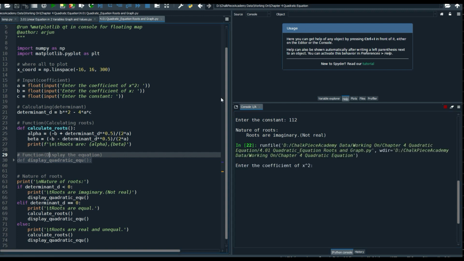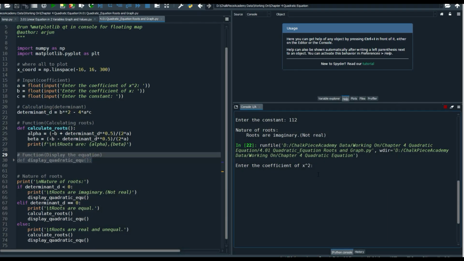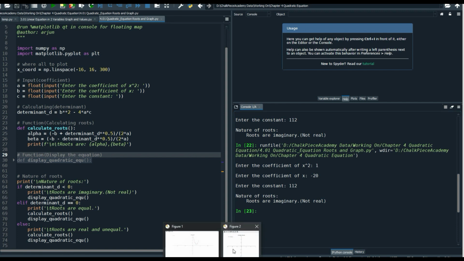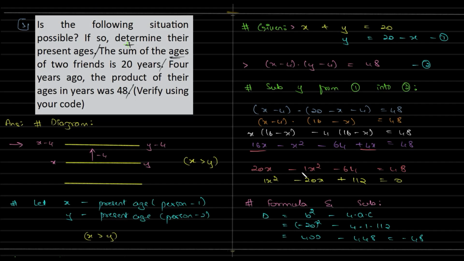Right? So let's verify this with our code. So we're looking at the equation 1, minus 20 and 112. And you can see the roots are imaginary. And we can see the graph too. So we can clearly see it's altogether somewhere else, right? It's nowhere touching the x-axis. So yes, we have the right answer. So now we can pause and have a look.